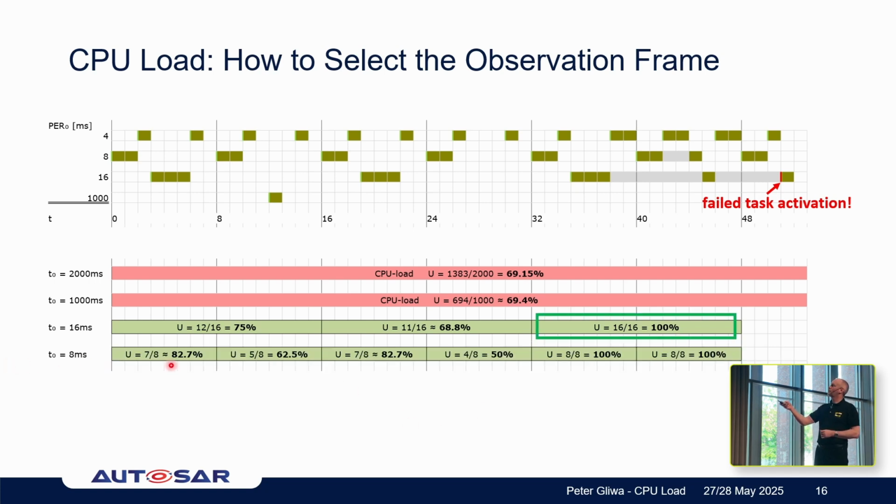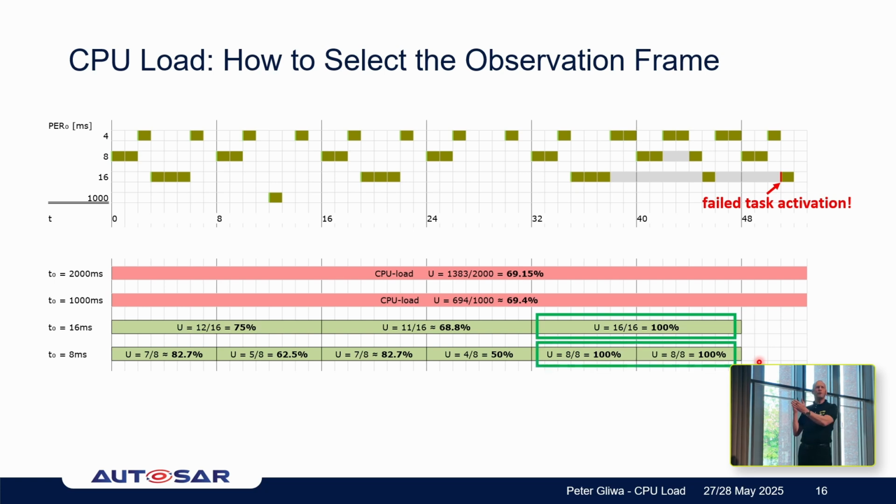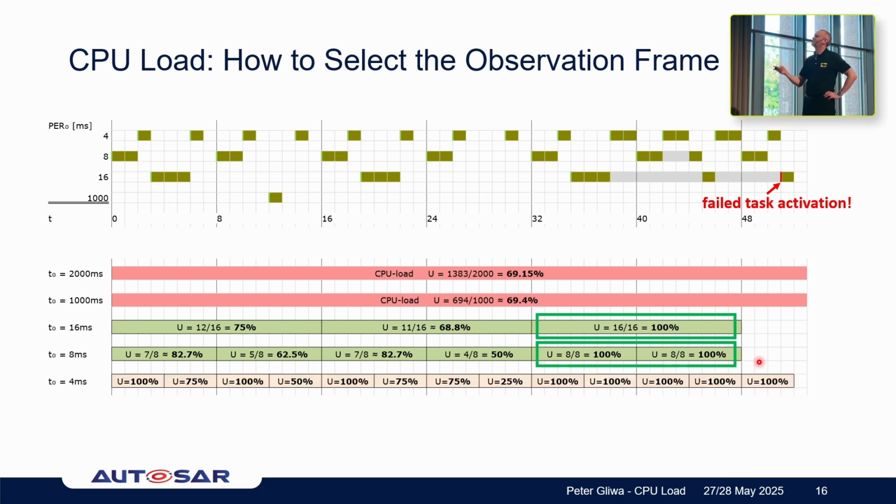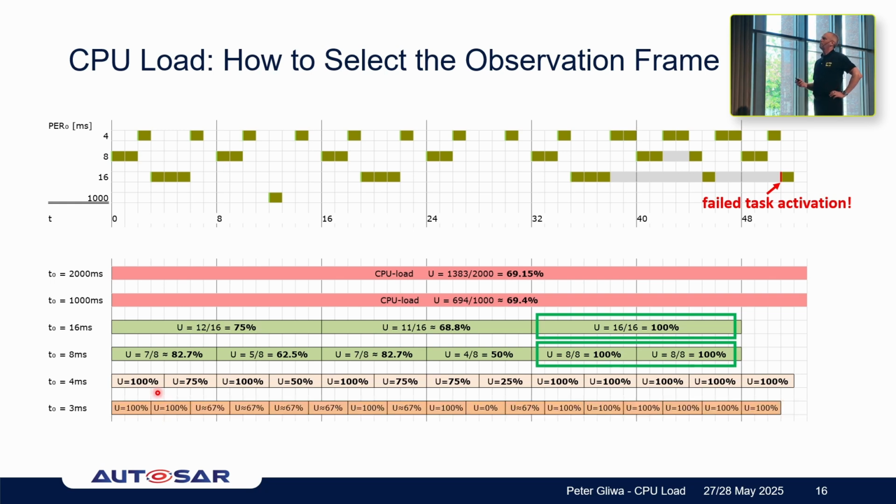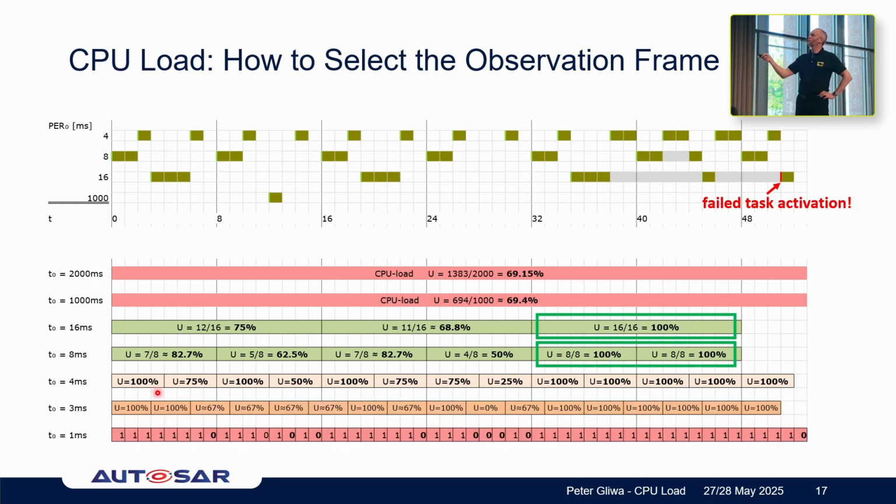Same for 8 milliseconds. So here also we get twice as many observation frames, obviously, and we report 100%. If we then choose observation frames which are even smaller, at some point it doesn't really make sense anymore. We're starting to report false positives. So here we report 100% where there's no problem whatsoever. And then at some point it just becomes digital, where we just alternate between 100 and 0%. Doesn't give you any information at all anymore.